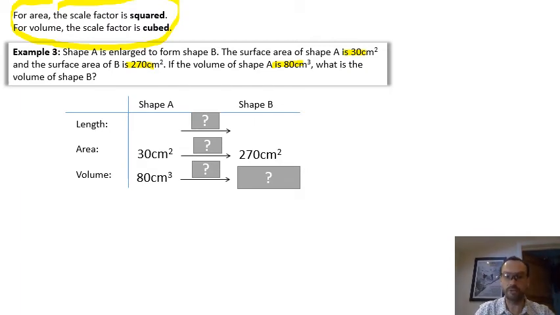Sorry, the dog just went out the door, so I'm just wondering if it's going to bark. Okay, so I'm going to turn the highlighter off.